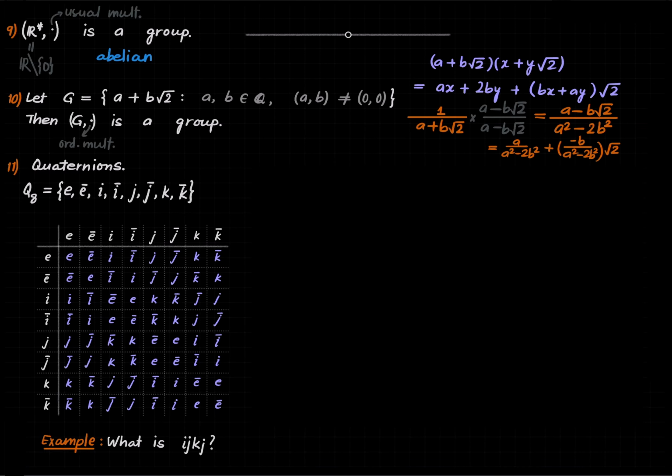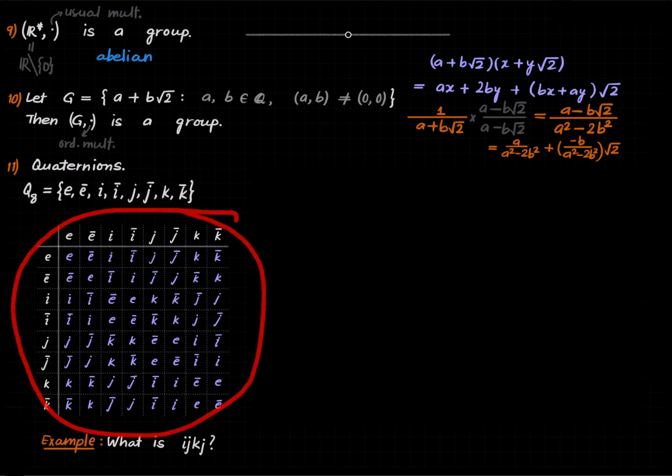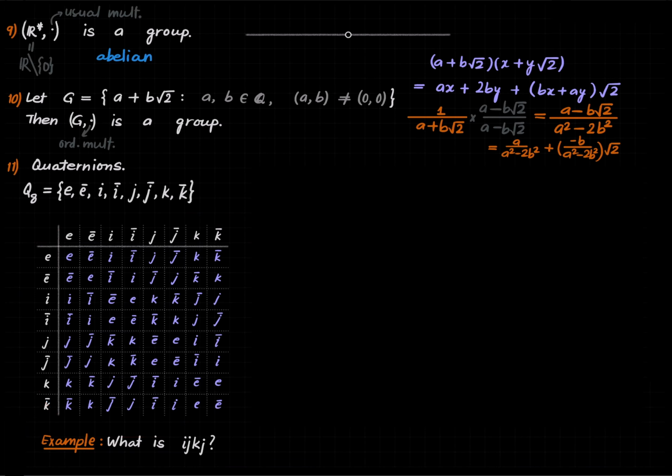These are 8 abstract symbols, and how is a binary operation on them defined? Via this table. So this is called a multiplication table or an operation table maybe. So how do you read it? We are saying that E star E is E, E star E bar is E bar, E star I is I, and so on. J star J bar is E, K star I is J. So just to read it naturally.